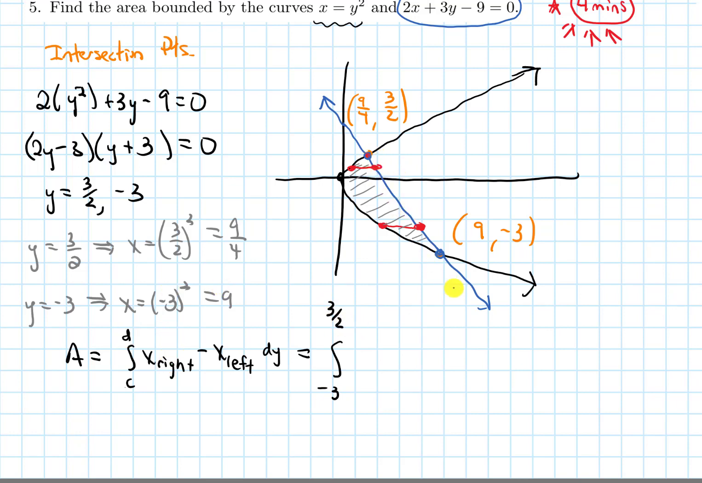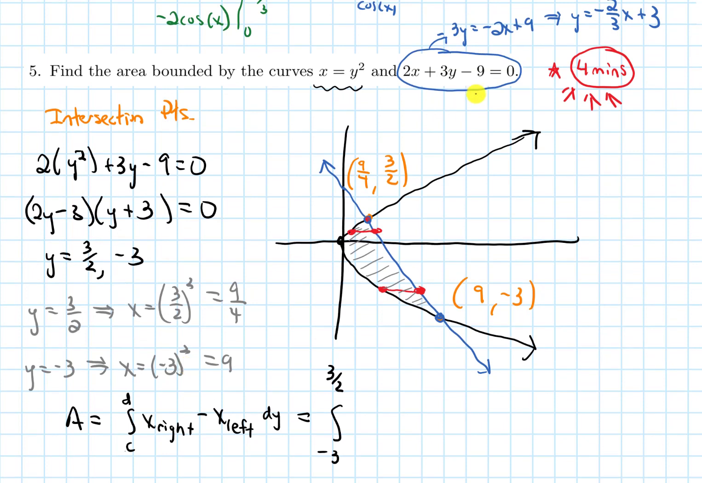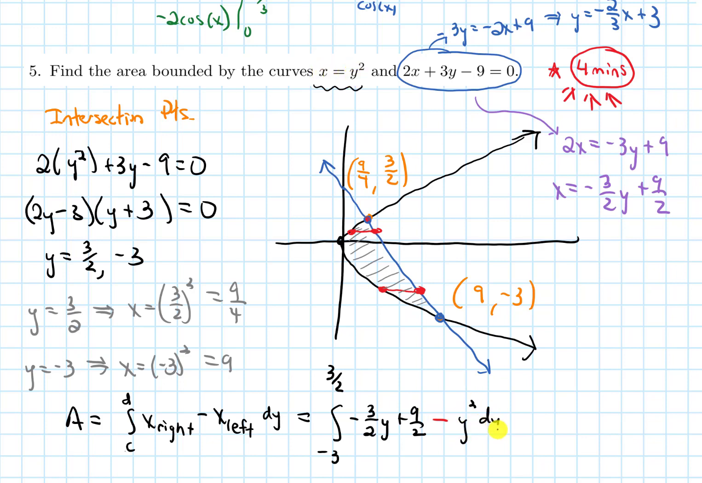So the right function is the equation of that line. But in the equation of the line, I need to know what x is. So I'm going to need to isolate the x here. So if we isolate x, we get 2x equals negative 3y plus 9. And if I divide by 2, we get x equals negative 3 halves y plus 9 halves. All right, and now if we plug that in for x right, we'll get negative 3 halves y plus 9 halves. And then I need minus x sub left. So x sub left is from my parabola equation, and x just equals y squared. So I get minus y squared dy.